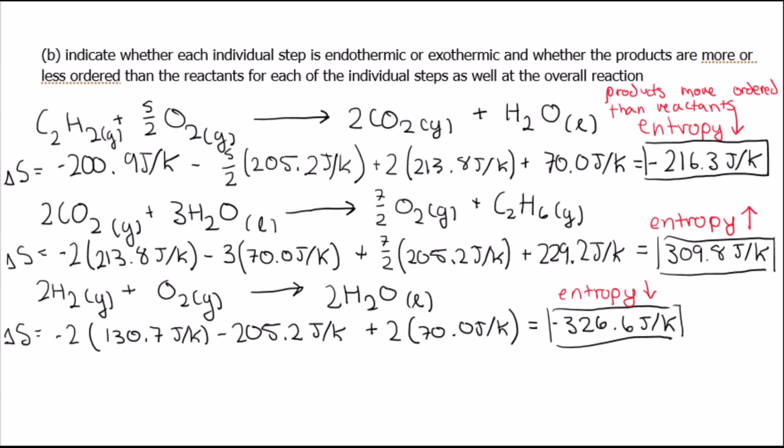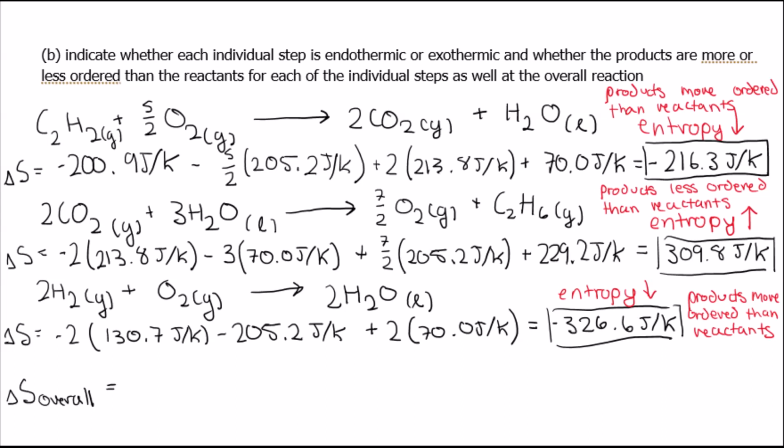And looking at that, entropy is decreasing, that means disorder is decreasing. So that means in the first one, the products will be more ordered than the reactants. In the second one, because entropy is increasing, the products will be less ordered than the reactants. And in the third one, because entropy is decreasing, the products will be more ordered than the reactants.